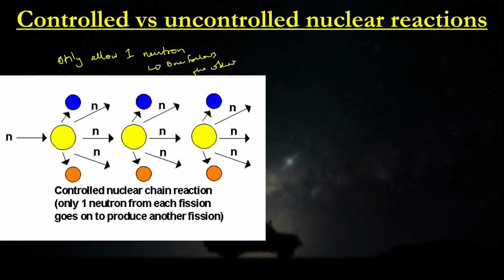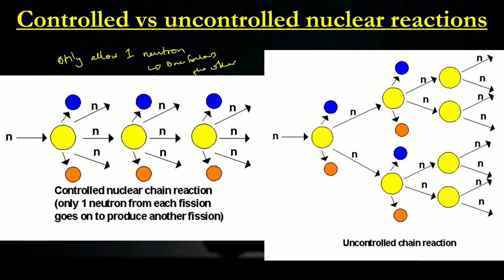When we talk about uncontrolled, what you can interpret from this diagram here is that instead of just allowing one neutron to collide with another atomic nucleus, we allow all 3 to collide. If we have all 3 colliding, you can imagine the overall quantity of nuclei experiencing instability and then decaying will be a lot higher and occur a lot faster.